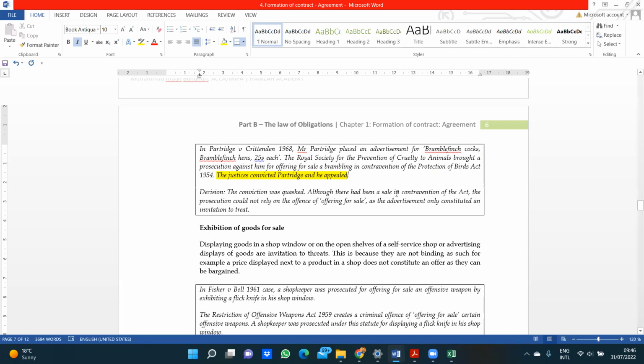Although there had been a sale in contravention of the Act, the prosecution could not rely on the offense of offering for sale, because the advertisement was not an offer for sale, but what was it? An invitation to treat. He did not sell the hens, but published an advertisement to sell them for 25 each. However, it was not an offense because it was an invitation to treat and not an offer for sale.